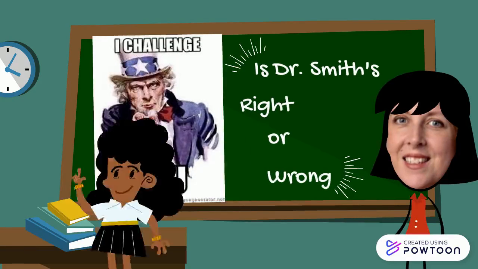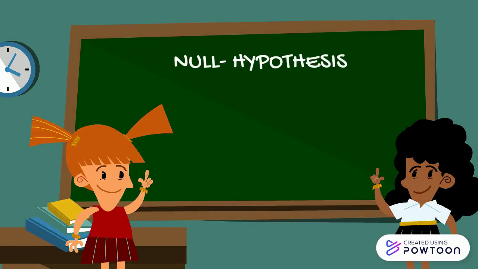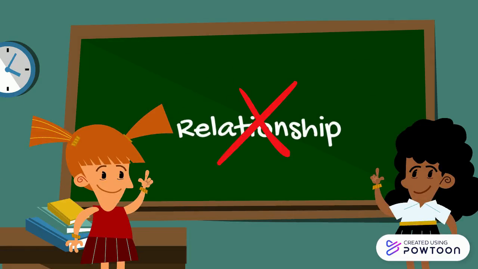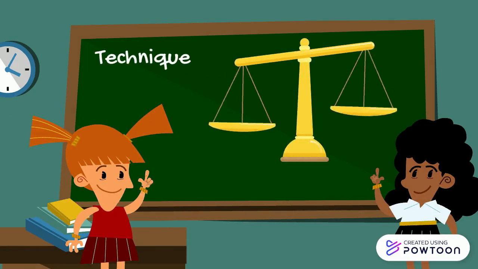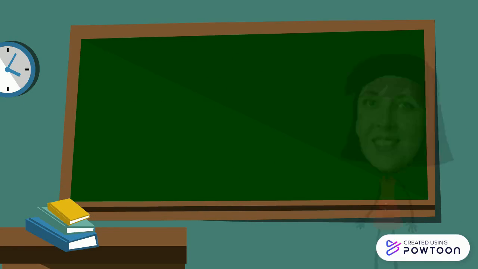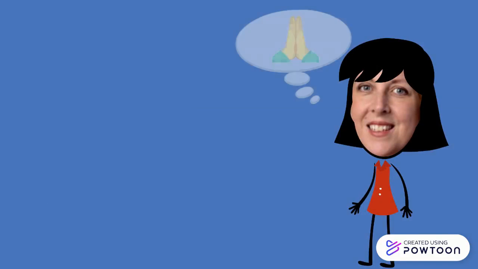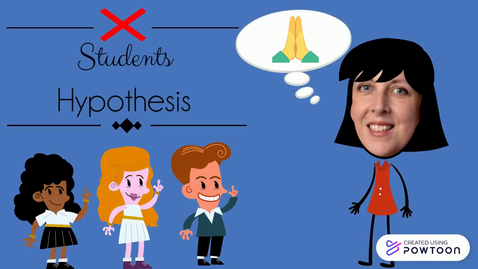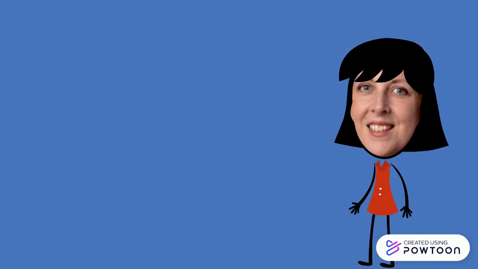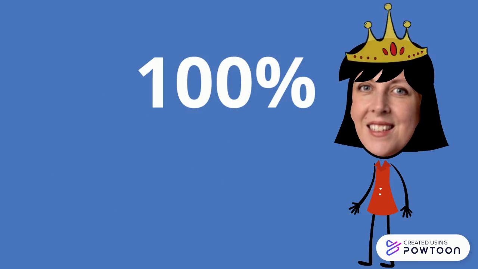Her students start with a null hypothesis, which states that, no, there is no relationship between the technique you use and how often you roll a 6. In other words, you start by assuming that Dr. Smith is wrong. Dr. Smith hopes her students' null hypothesis will be rejected because it would mean it's very likely, even if it is not 100% certain, that she is right.